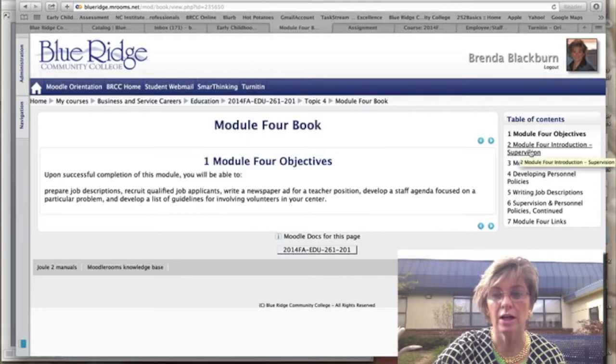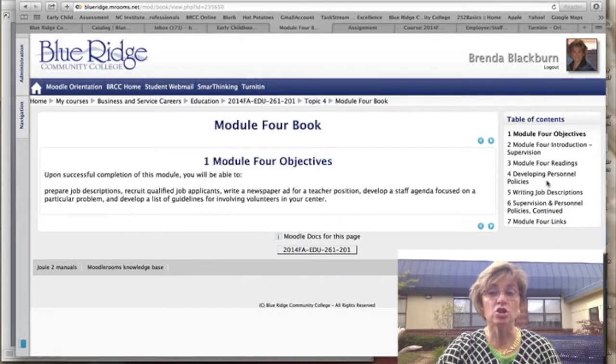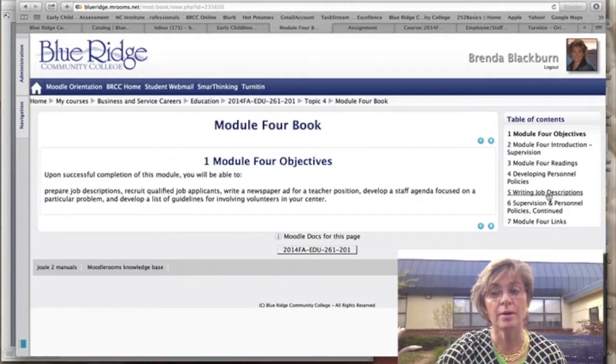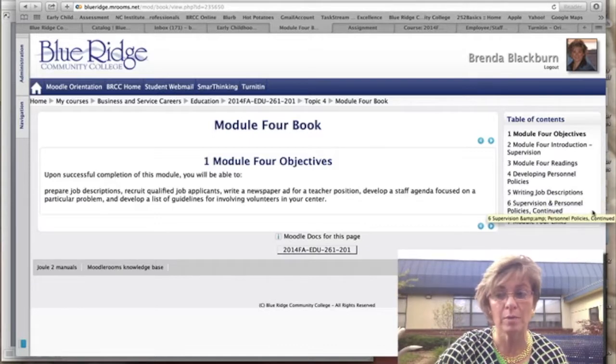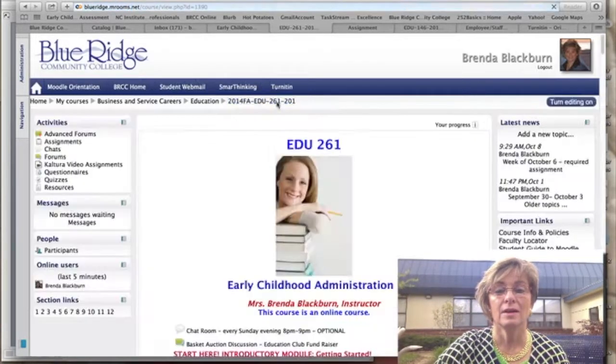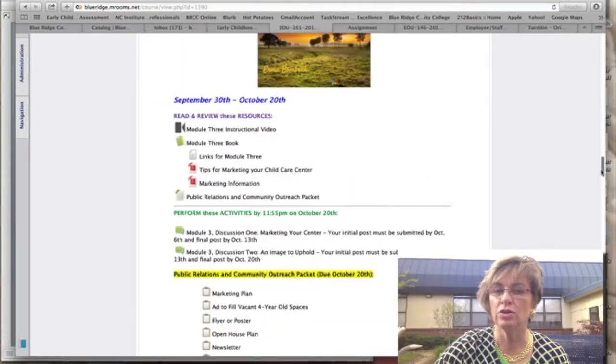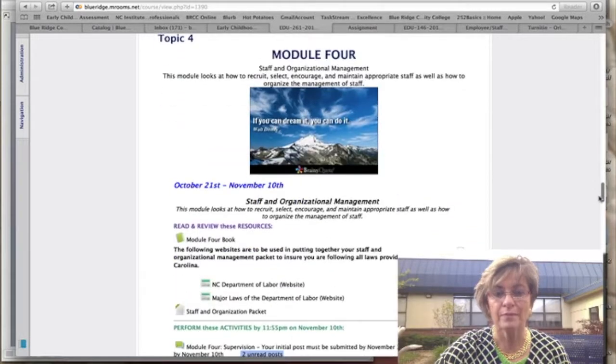So in the Module 4 book, you're going to look at the objectives, the introduction about supervision, and there's quite a few things to read here. Your Module 4 readings: developing your personnel policies, with some good hints and strategies, writing job descriptions, supervision and personnel policies, and then Module 4 links that should be helpful. Please make sure you read through that book very carefully.